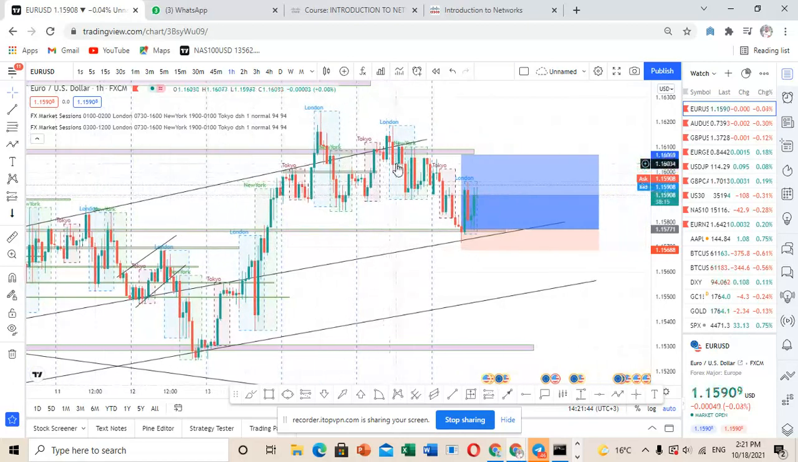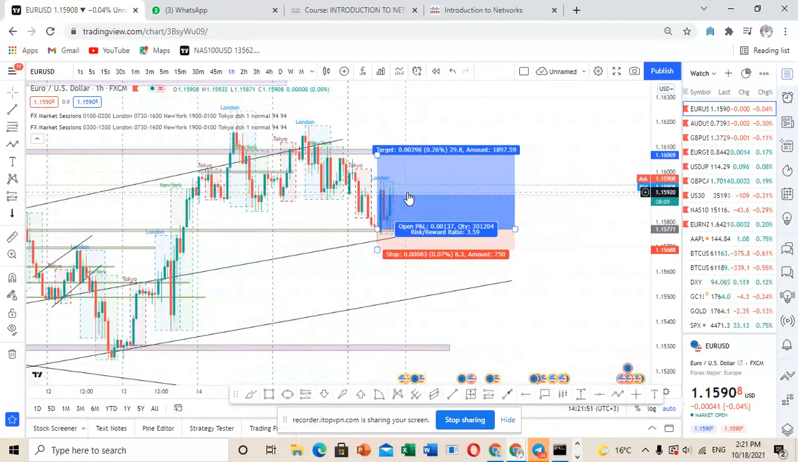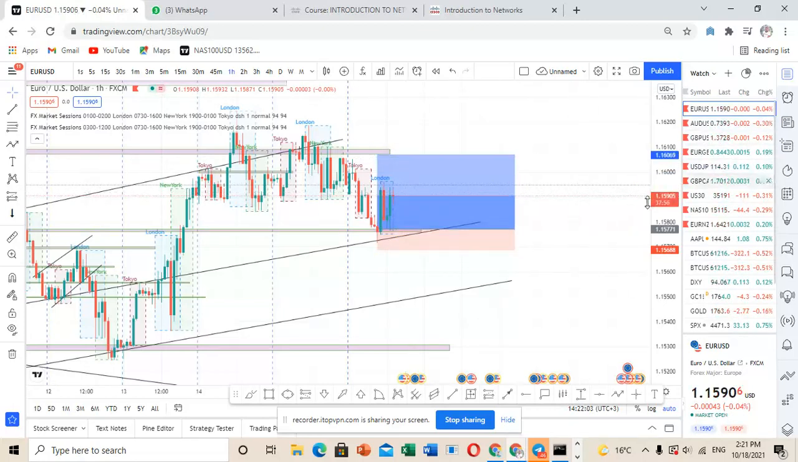Also in this level, you can see when the New York session opened at this particular area, the market moved toward the downside. So I'm going to prepare a video in which I'll be explaining how you can trade the Tokyo session, the London session, and also the New York session. So we are still waiting for the New York session to open. So that is all that I had for the Euro USD.